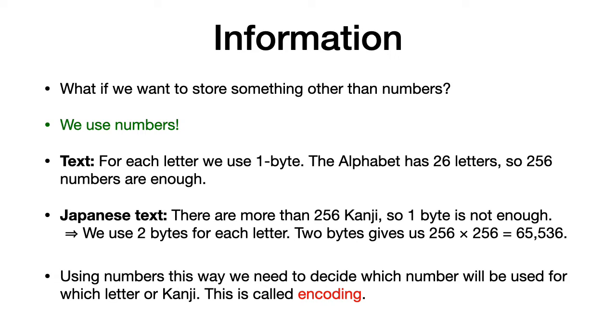What about Japanese text? Japanese uses kanji, and there are a lot more than 256 kanji, so 1 byte isn't going to do it. So what we do is use 2 bytes for each letter. 2 bytes gives us 256 times 256, about 65,000, which should be enough. If we use numbers in this way, we need to decide which number will be used for which letter or for which kanji. This is called encoding.